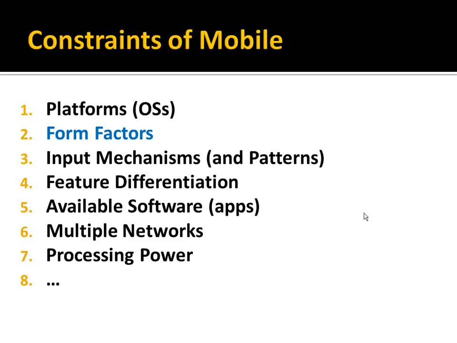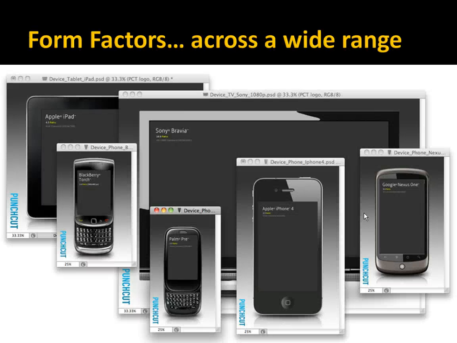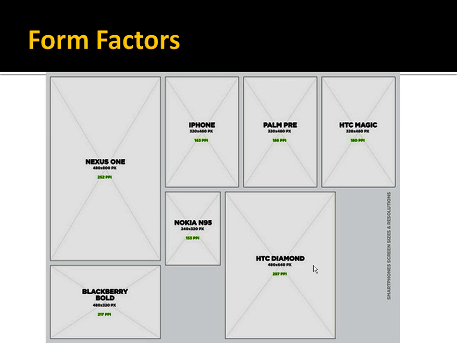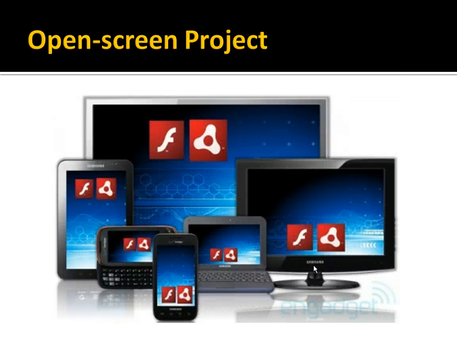Now, one of the other constraints is form factors, and that is that we have every form factor you can possibly think of. You know, people want to be able to have the same content on TVs and iPads and small phones and smartphones. And if we just look at smartphones themselves, all of them have different sizes, which makes developing graphics for them quite a challenge.